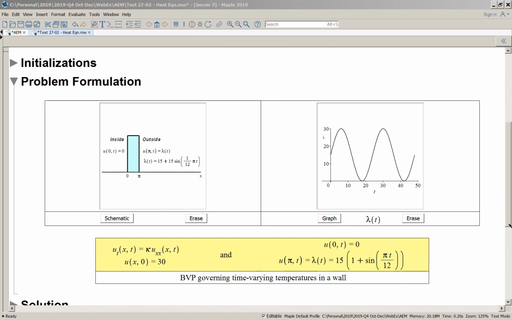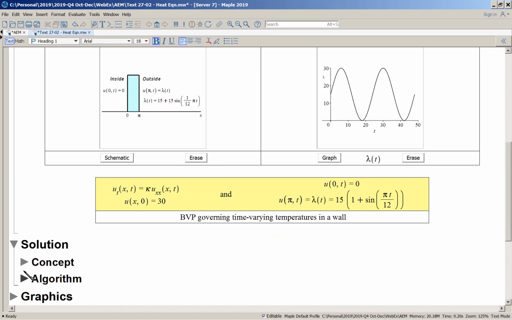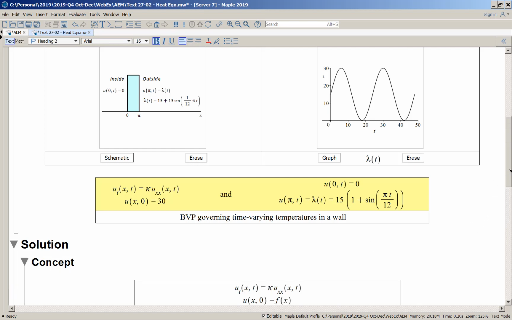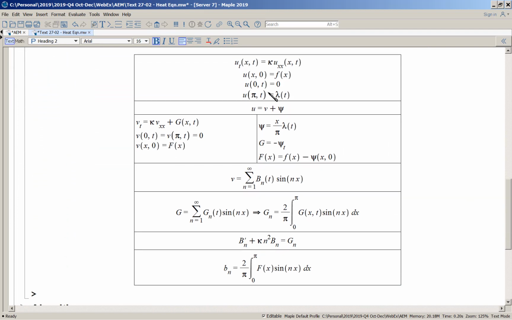So the solution, because the right-hand boundary condition is not homogeneous, is a little bit more complicated than the very first set of problems you look at for the heat equation. So here's the concept of the solution process we're going to follow. This is the boundary value problem. Split the solution U into two parts, V and psi.